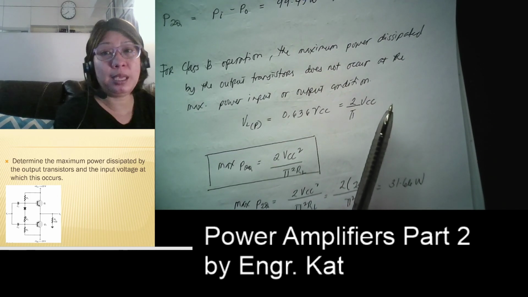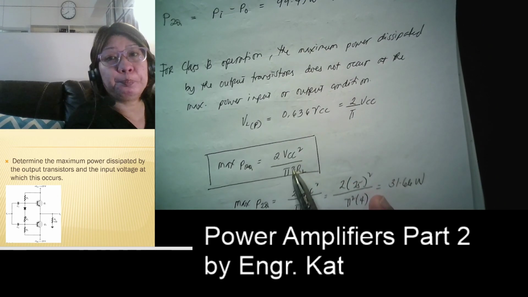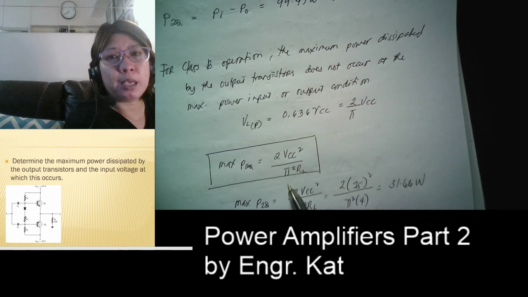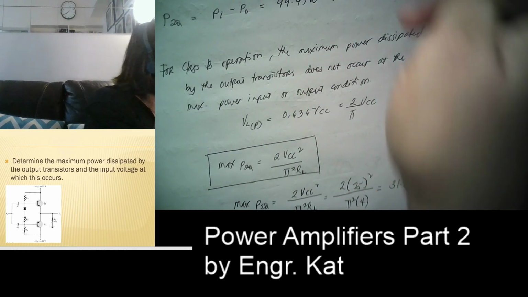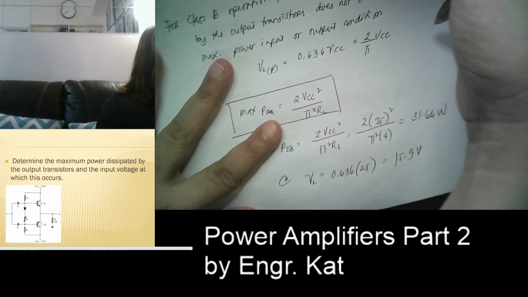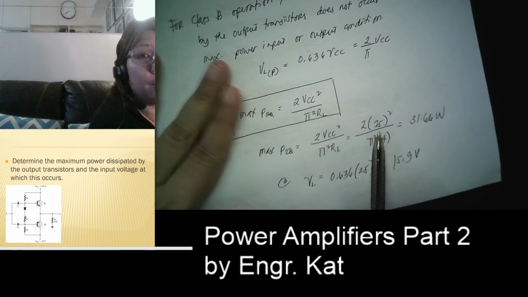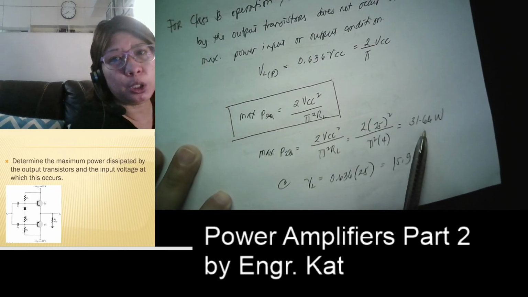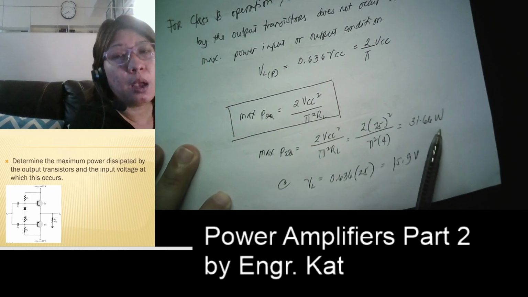That will give us the maximum power dissipated by the transistor equal to 2 VCC squared divided by pi squared RL. In this case, substituting to our formula, we have 2 times 25 squared divided by pi squared times 4, which is equivalent to 31.66 watts.